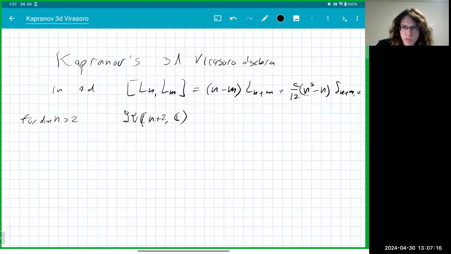Somewhere around 2021, Kapranov published a paper where he basically extended this finite dimensional symmetry algebra by the algebra of deformations of the conformal structure. And as a result, this dg algebra, which ties together symmetries and deformations, stays infinite dimensional for all dimensions.